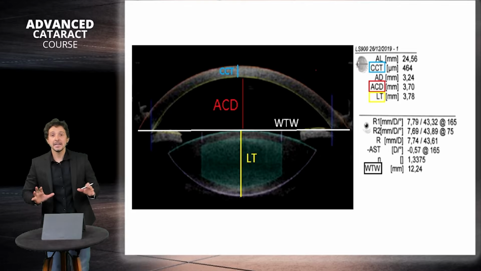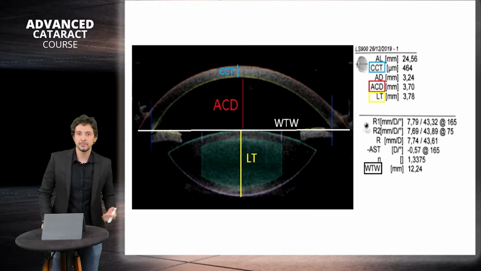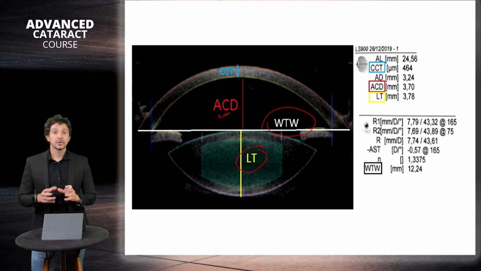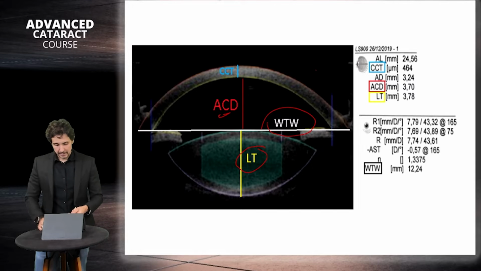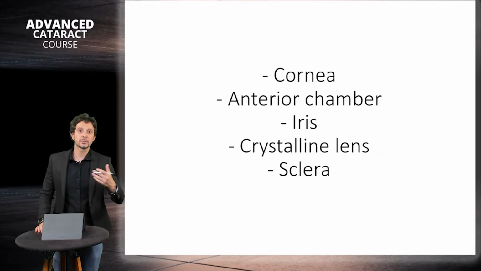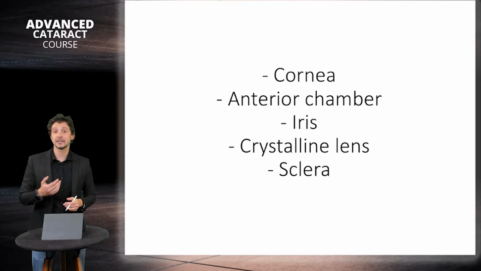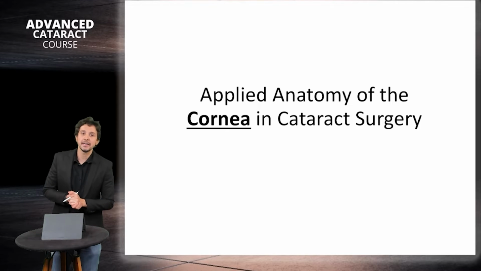Let's go. Here is a Lenstar report where you can see the anterior chamber diameter, the white-to-white diameter, and the lens thickness. So these are important points of anatomy applied in cataract surgery too. Let's continue the talk. Here you have the points that we will talk about: cornea, anterior chamber, iris, crystalline lens, and sclera. Let's go with applied anatomy of the cornea in cataract surgery.